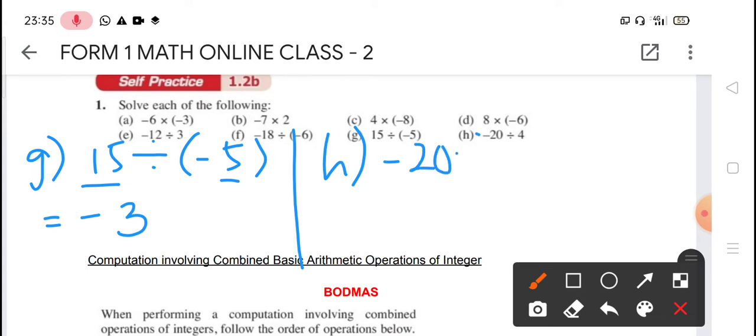Negative 20 divided by 4. So we divide the number first. 20 divided by 4, we get 5. One negative, one positive. Different symbol, so we get negative. Alright, so remember, do your checking and correction using your red pen.